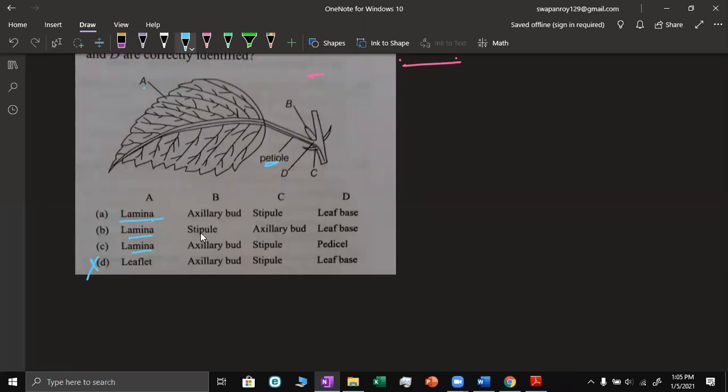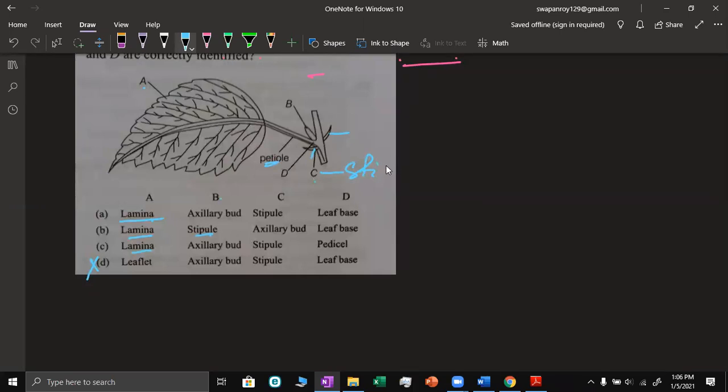Sir, option B. yes, sir. B is this one. Is it stipple? Yes, sir. Here say B. Here is stipple. Stipple is this one, and this one. C is stipple.